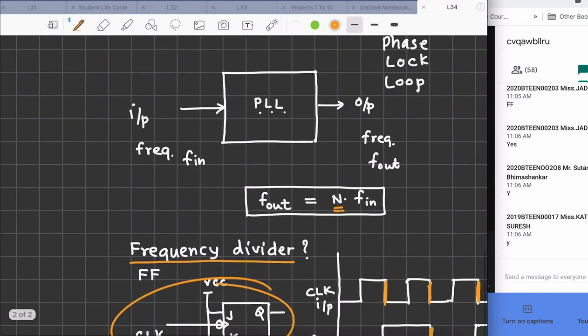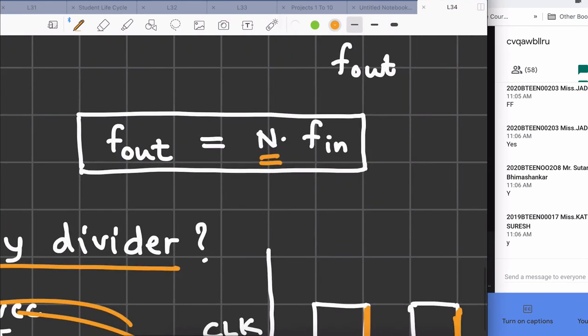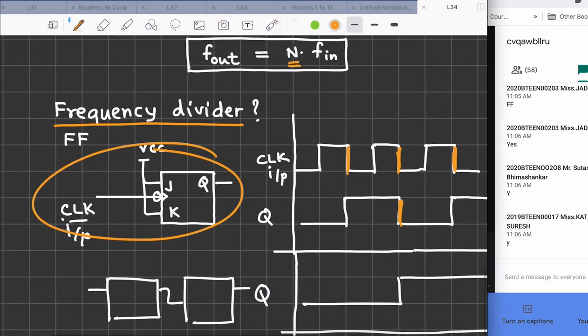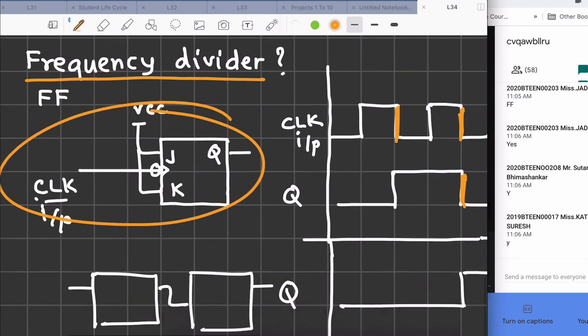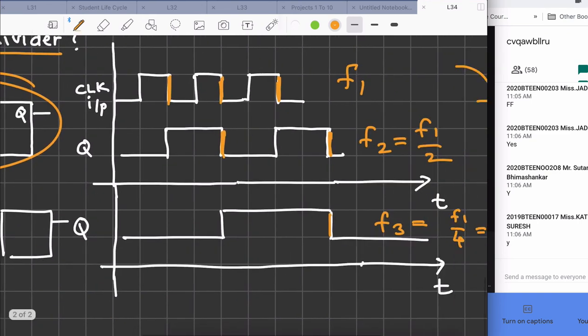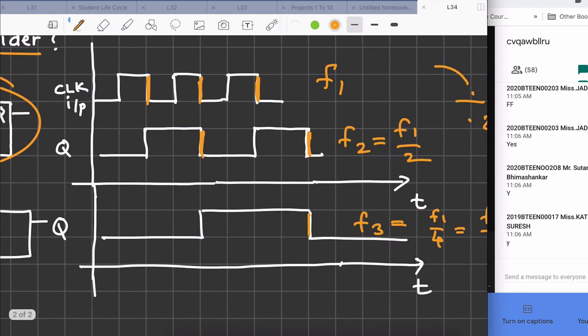Applications of PLL. Then what is PLL? PLL is a block which multiplies the input frequency by n or some value, and before that we understood what is a frequency divider, and that a single flip-flop or chain of flip-flops can allow us to divide the frequency, but we need multiplication of frequency. So we will understand how the frequency multiplier can be implemented using PLL.